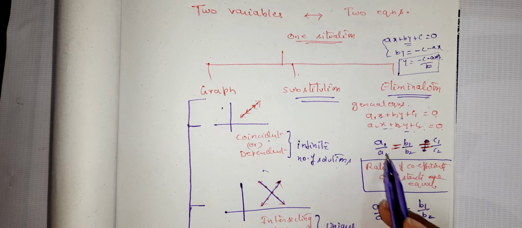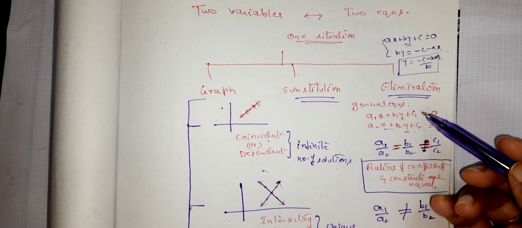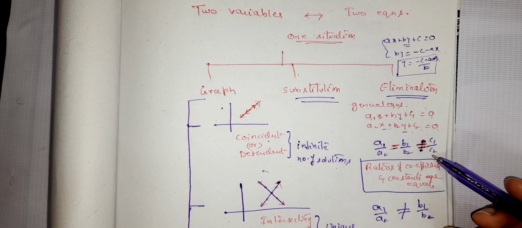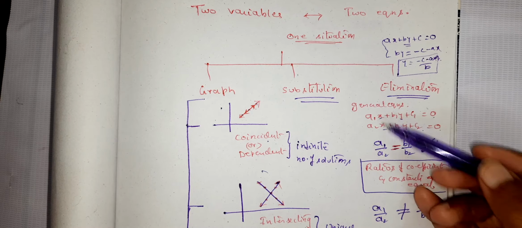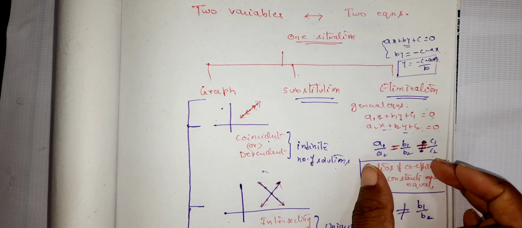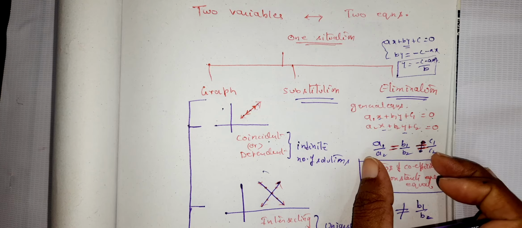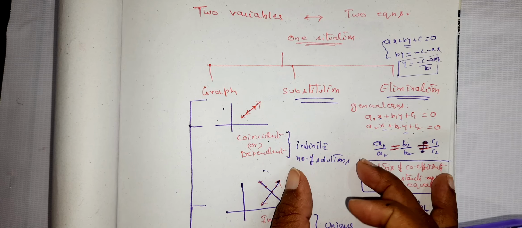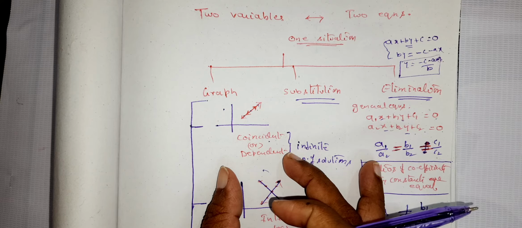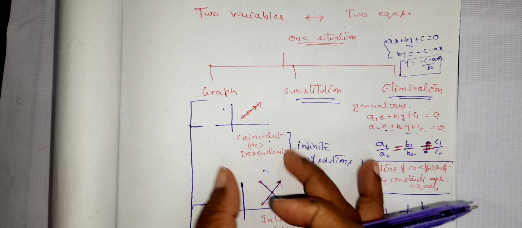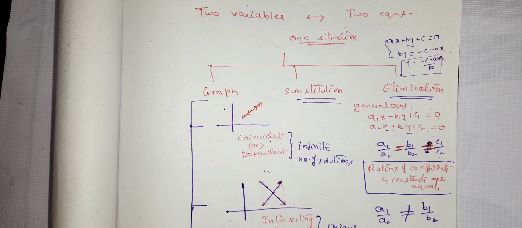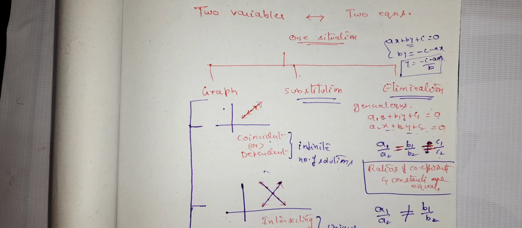That means the ratio of the coefficients as well as the ratio of constants must be the same, right? The ratio of coefficients and the ratio of constants must be equal. If that condition is satisfied, then you will have infinitely many solutions, and the equations are called coincident or dependent equations. The graph will be a single straight line, or coincident lines. So they are collinear; we call them collinear along the same line.